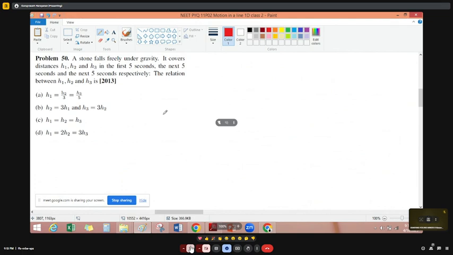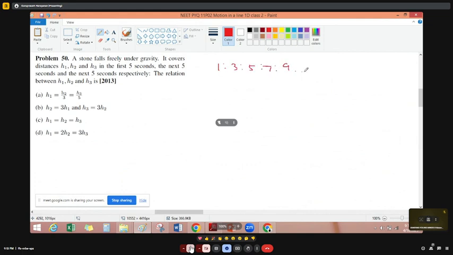Sir, Galileo's law of odd numbers. Yes, correct. So what did they study? For equal intervals of time, when something is falling under gravity, the distances traveled will be in the ratio of odd numbers: 1:3:5:7:9, and it keeps going like this.